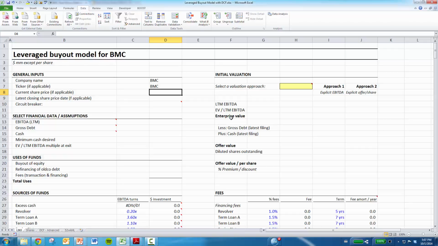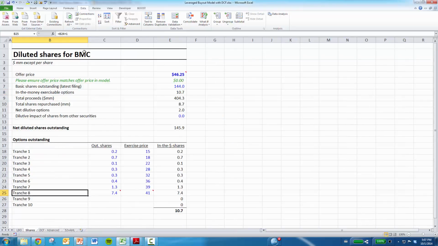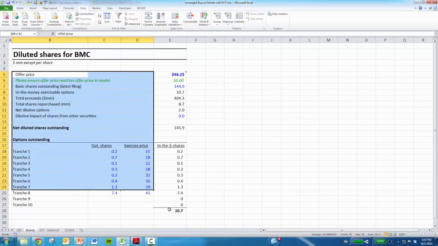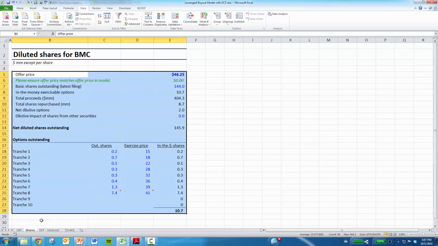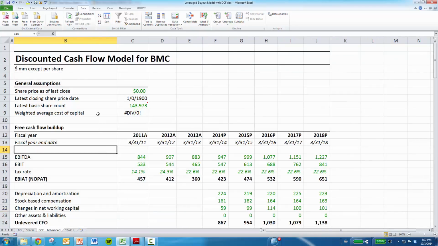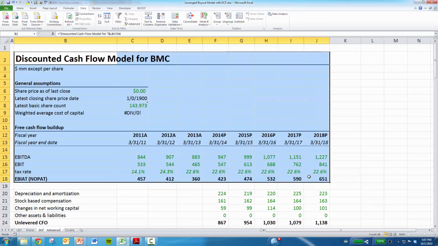Okay, so now let's get into our model. There are 4 tabs in here. The main model is the LBO tab. Shares outstanding is where we're going to calculate the actual diluted share count. The DCF model, we're going to get into later on. It's going to help us arrive at a valuation.